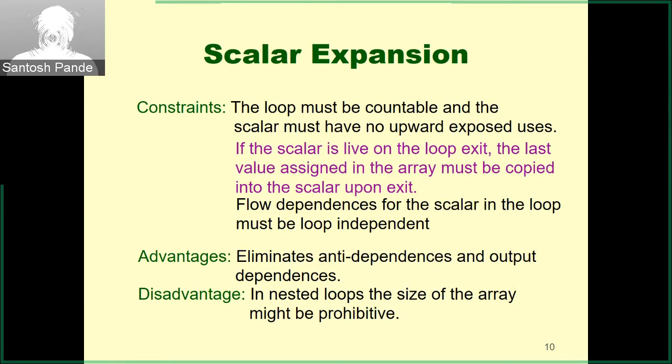The problem here could be that the size of the array might be prohibitive. Most of the time, as I mentioned, this is done as a privatization optimization. The scalar is purely allocated in the local memories of each one of the cores that handle the parallelized iterations, and each one has its own copy of T. So in that sense, the overhead is not bad at all. That's how it is mostly implemented.